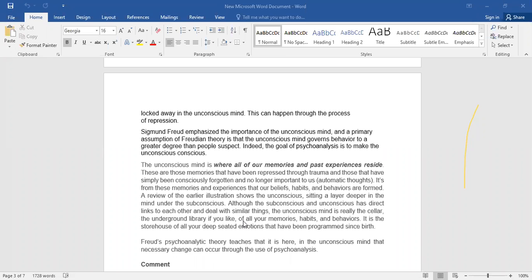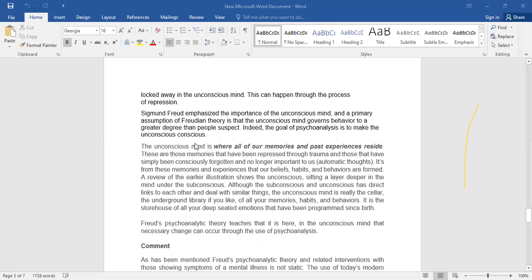Daughter-in-law. Sigmund Freud emphasized the importance of the unconscious mind. The primary assumption of the Freudian theory is that the unconscious mind governs behavior to a greater degree than people suspect. Indeed, the goal of psychoanalysis is to make the unconscious conscious. So here, the main function of psychoanalysis is to make the unconscious conscious.